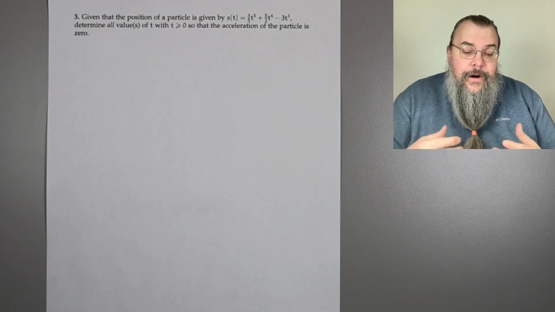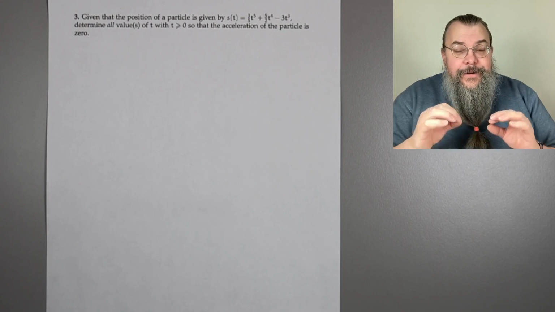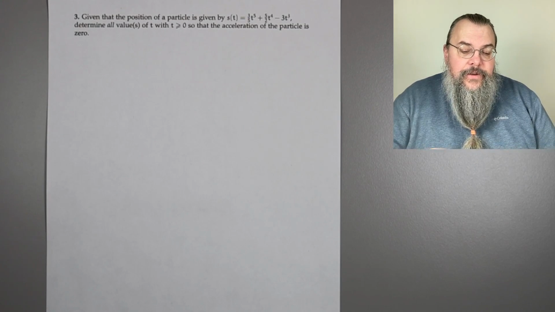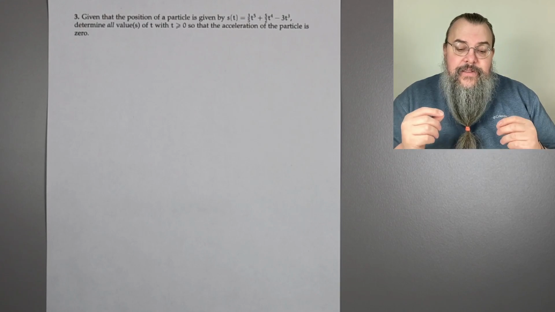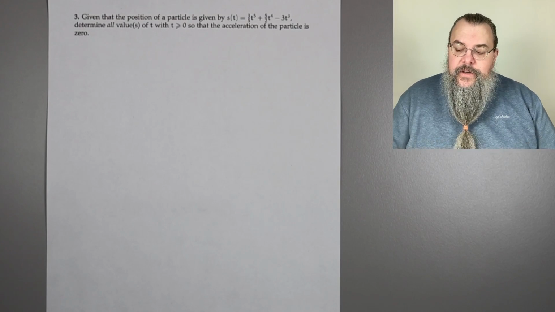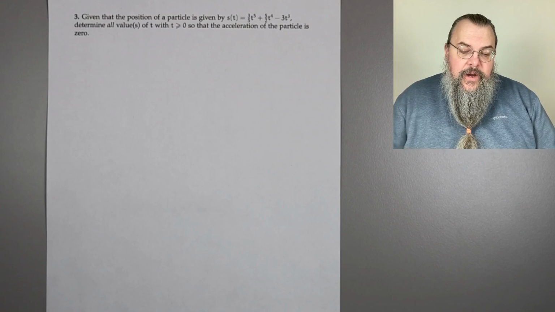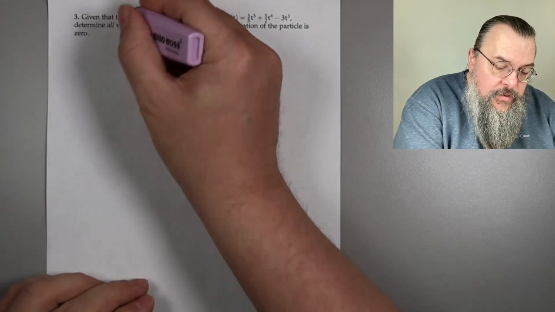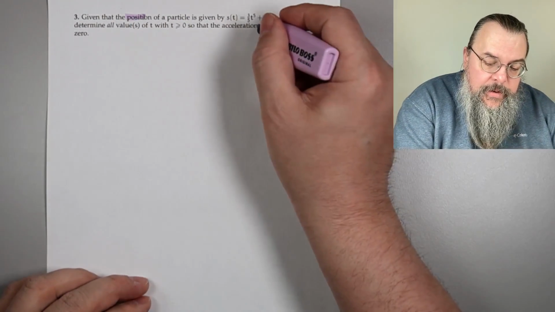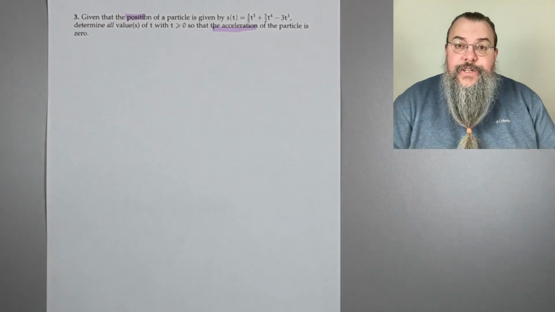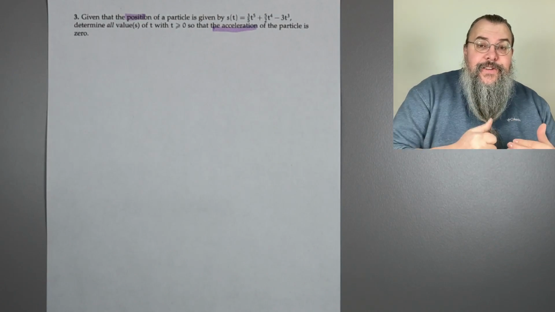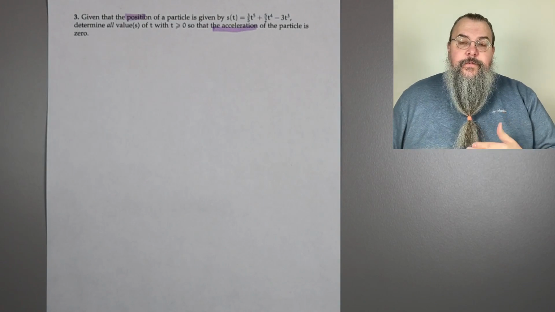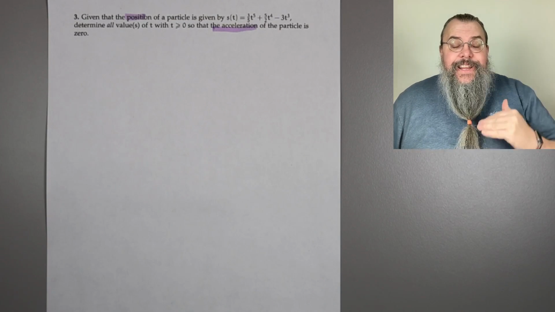Determine all. All right, so maybe there's more than one. Values of time t, t greater than or equal to 0, so that the acceleration of the particle is 0. Okay, so we're given position, that's what we were told, and we want to say something about acceleration. Well, what's the relationship between position and acceleration? Well, one thing is there's sort of an intermediate layer.